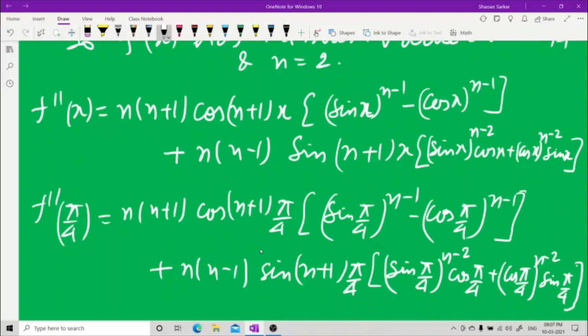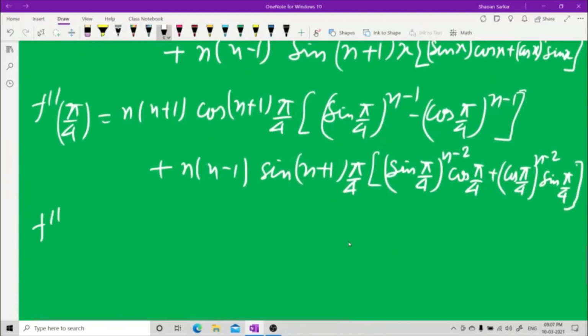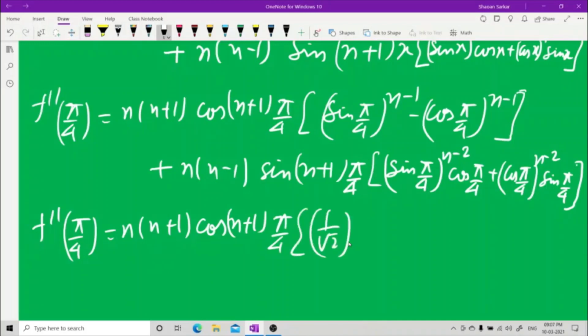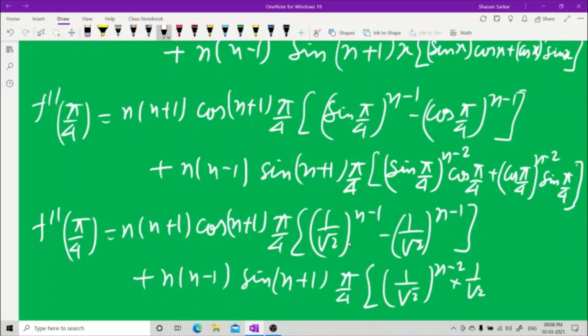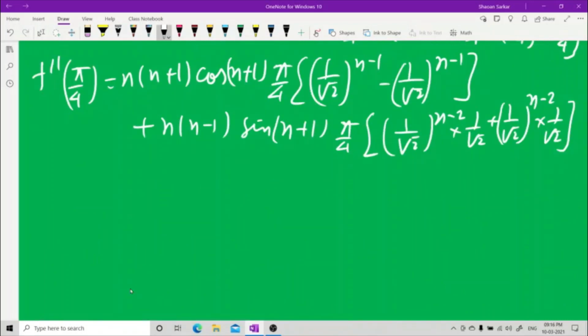Now you can see that f double dash pi by 4 is n into n plus 1 cos n plus 1 pi by 4, then this is 1 by under root 2 to the power of n minus 1 minus 1 by under root 2 to the power of n minus 1, plus n into n minus 1 sine n plus 1 pi by 4. Then you have bracket 1 by under root 2 to the power of n minus 2 into 1 by under root 2 plus 1 by under root 2 to the power of n minus 2 into 1 by under root 2. This one will cancel with this.